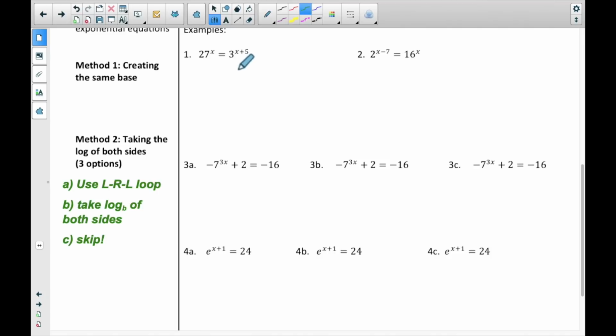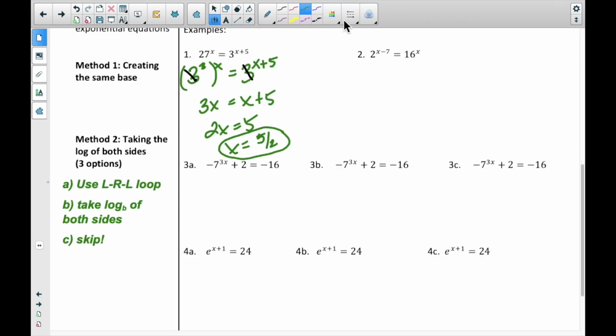If you look at 27 and 3, couldn't we create a same base, a common base for that? Because 27 is really just 3 to the third. So I can rewrite it that way. And now, since I have a common base, the same thing on each side, I can actually drop off the 3 and just say 3x is equal to x plus 5. So now I'm going to subtract that x, and I'm going to divide by 2, and I get x equals 5 over 2. So that's creating a common base.